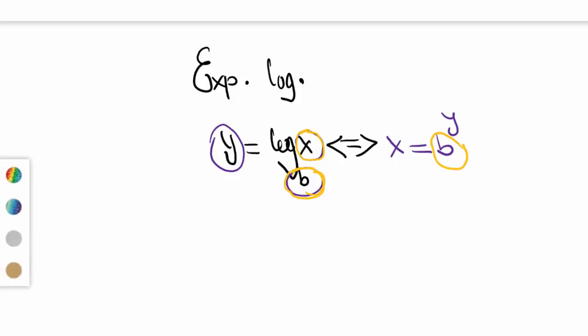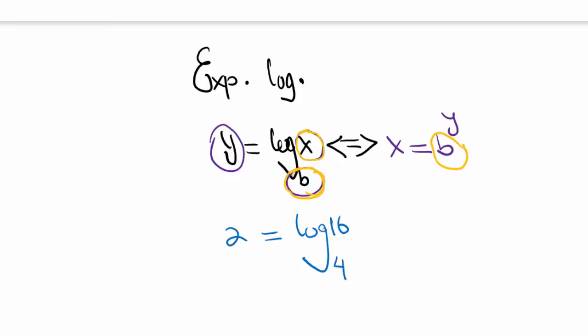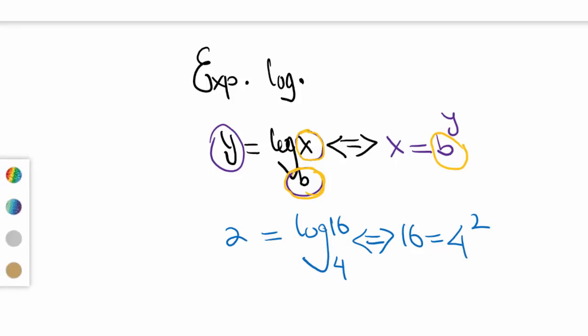Let me give you an example. We say that 2 is equal to the log base 4 of 16. Why is it the case? Because we can write 16 as 4 squared, right? So guys, still I emphasize that this base here in the logarithm is still the base for the exponential expression, right?